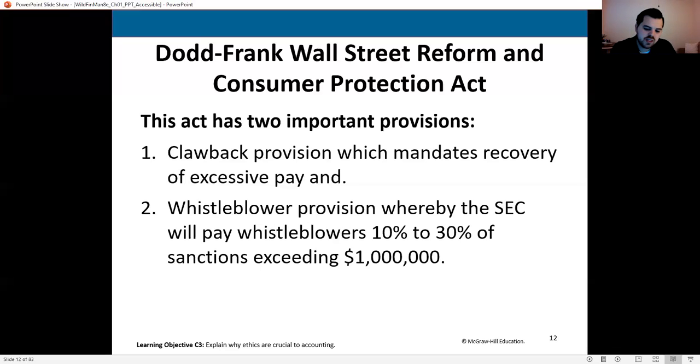And the second piece of this is the whistleblower provisions, which provide whistleblower protection, which is the main thing that you'll hear about in the news. This is what this does. It prevents you from being fired simply because you blow the whistle on your organization.